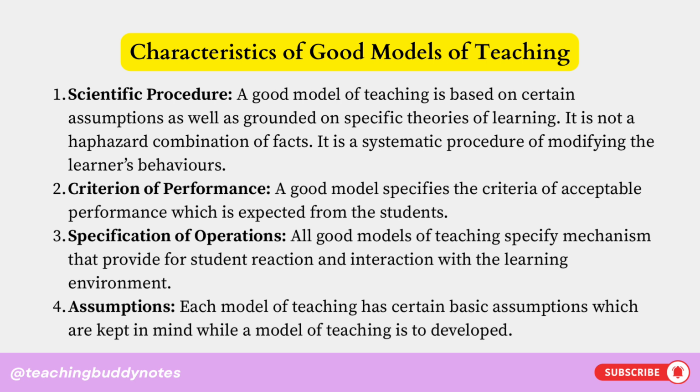Characteristics of good models of teaching. Scientific procedure. A good model of teaching is based on certain assumptions as well as grounded on specific theories of learning. It is not a haphazard combination of facts. It is a systematic procedure of modifying the learner's behaviors. Criterion of performance. A good model specifies the criteria of acceptable performance which is expected from the students. Specification of operations. All good models of teaching specify mechanisms that provide for student reaction and interaction with the learning environment. Assumptions. Each model of teaching has certain basic assumptions which are kept in mind while a model of teaching is developed.